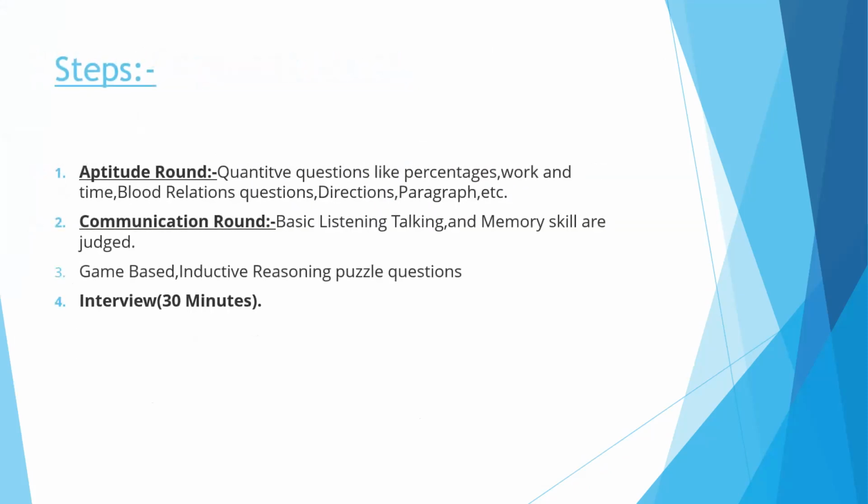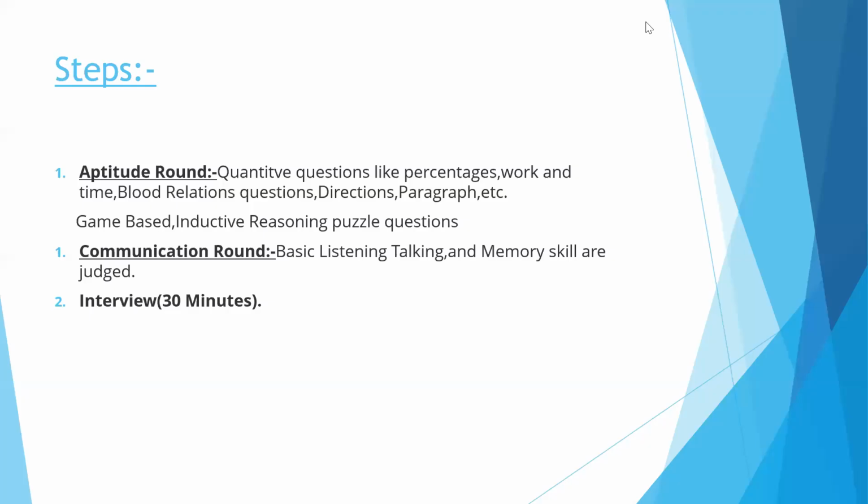So what are the steps in this? I have modified the slide a little bit. In the first one, you have the aptitude round, in which we have quantitative or aptitude questions like percentages, work and time, blood relations. Blood relations and directions are logical reasoning questions. So you will have aptitude, logical reasoning, and verbal.